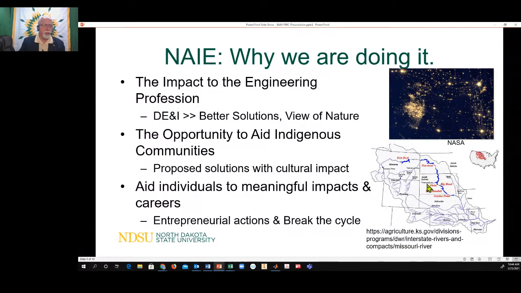We've got a map of the Missouri River here, and there are a number of containment areas on it at Fort Peck, at Garrison, at Oahe, Big Bend, and there are about 6 tribal reservations along that line. So it's an opportunity to aid indigenous communities. It's also an opportunity for cultural breaks.